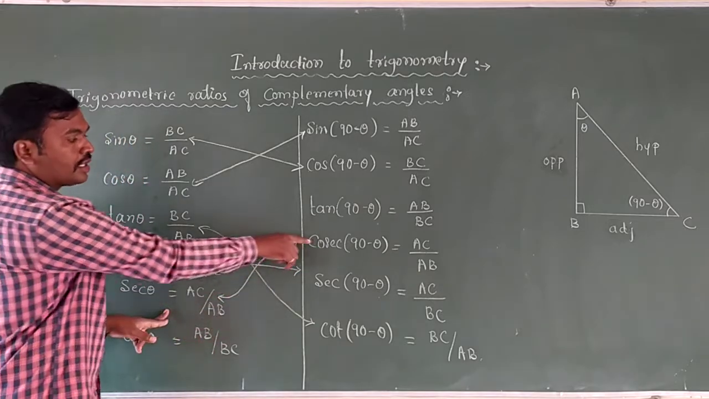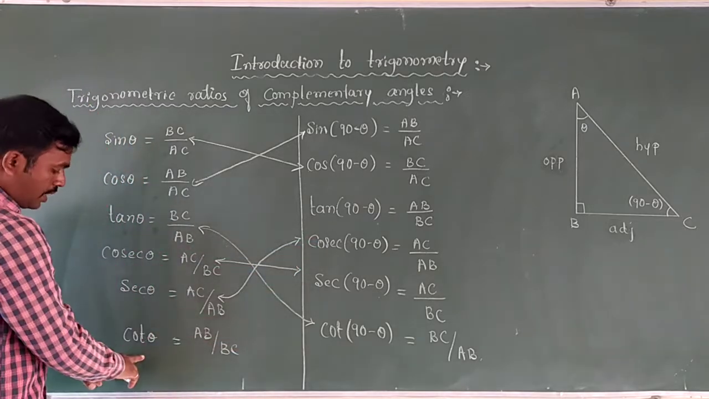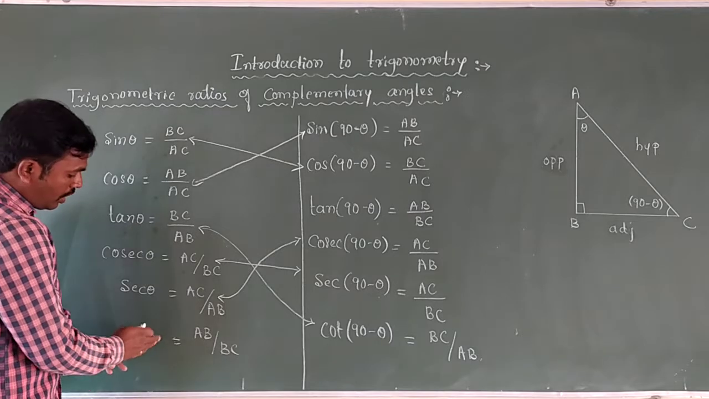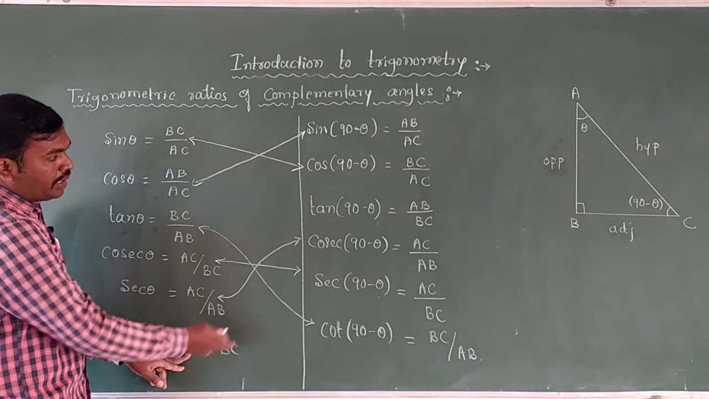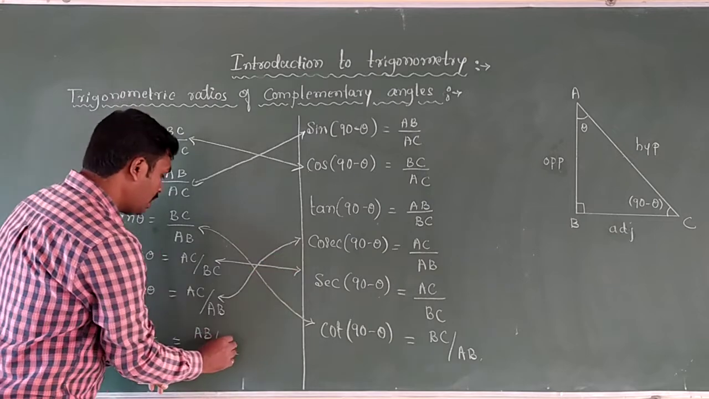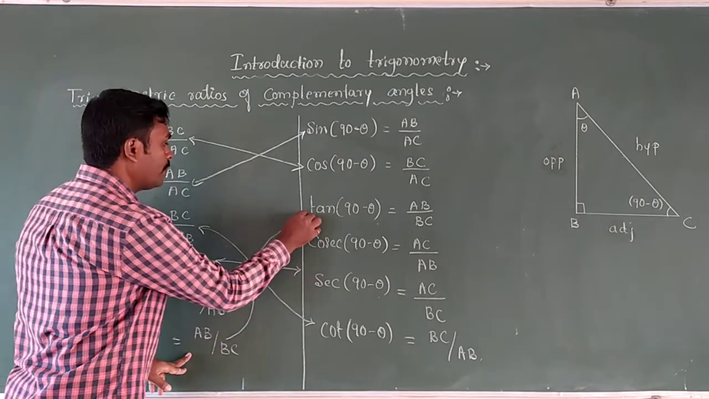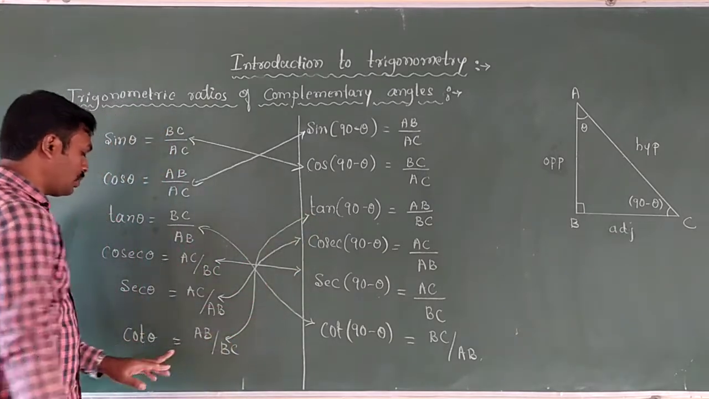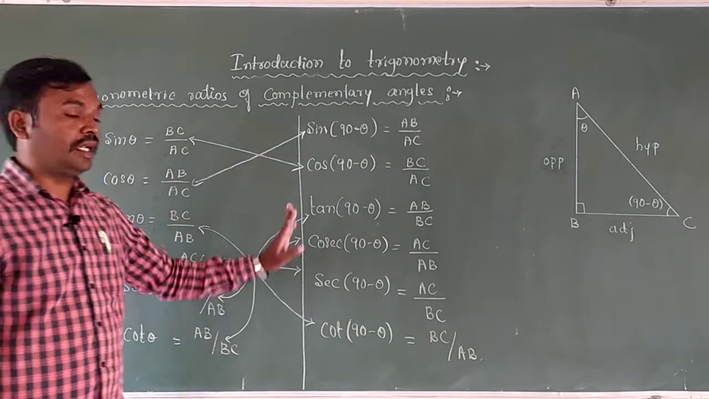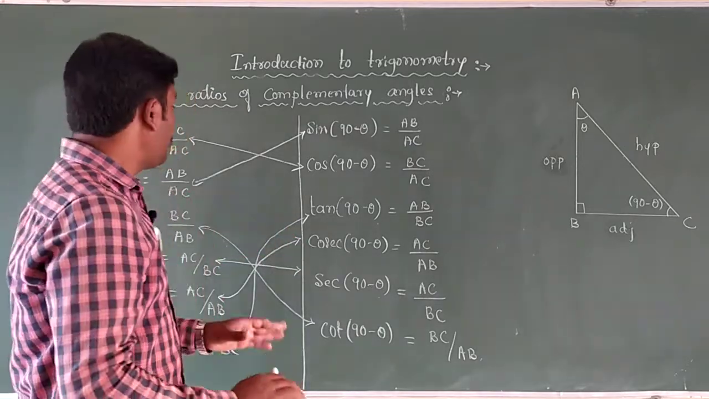Complementary of sec is cosec. And let us observe the complementary of cot. Complementary of cot is AB by BC. This is tan. So the complementary of cot is tan. Is that clear? It means what?